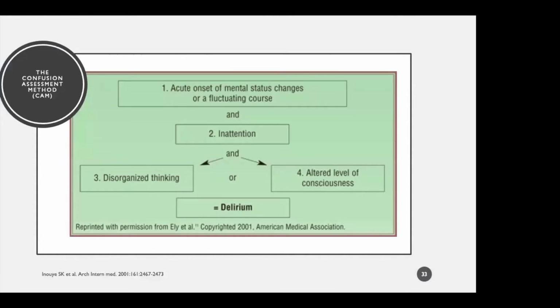Next slide. And here is the tool. You're welcome to just download this slide when you get it. So you have to have 1 and 2, acute onset of mental status changes or a fluctuating course, and inattention. So you have to have those both, plus one of these, disorganized thinking or altered level of consciousness. If you meet this criteria, you are using a best practice, it would mean this person has delirium. So it's called the confusion assessment method.